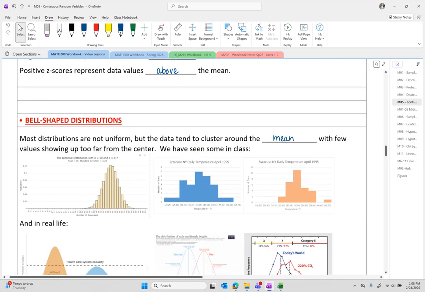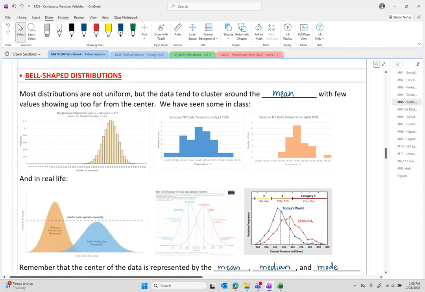Most distributions are not uniform, like we learned earlier, where everything is equally likely to occur. Most distributions are actually kind of bell-shaped and have the trend for the data to cluster around the mean, with very few values showing up too far from the center. And we have seen some examples.